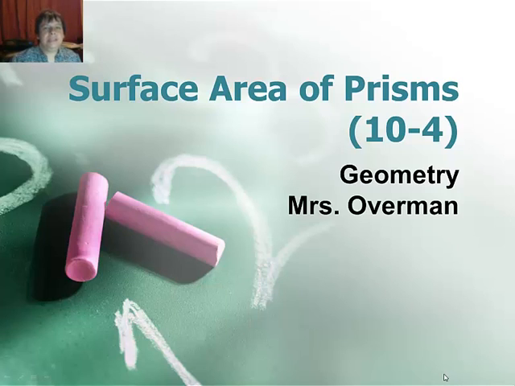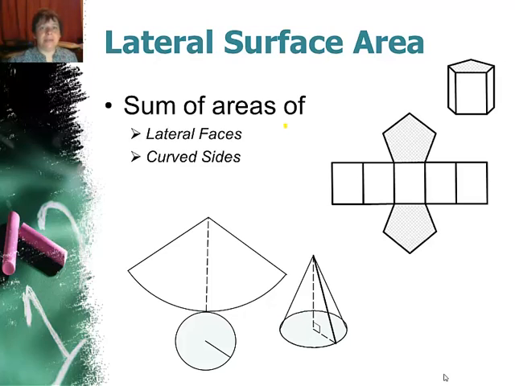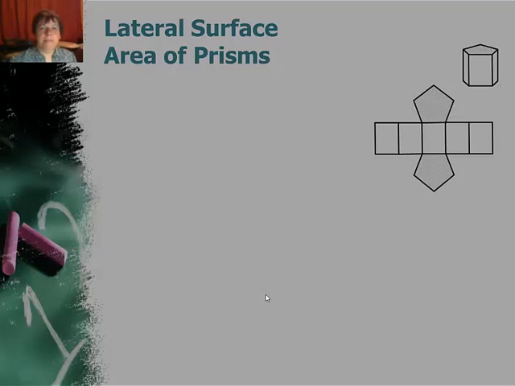We'll start our lesson today on surface areas, lateral surface areas, by talking about the surface area of prisms. So first of all, what is lateral surface area? Lateral, remember, is the side, what goes around, not the bases, but the lateral faces if they're polygons, or the curved sides if they're not polygons. So here you can see one lateral face, another lateral face, and another lateral face. So it's what goes around the side of the solid.